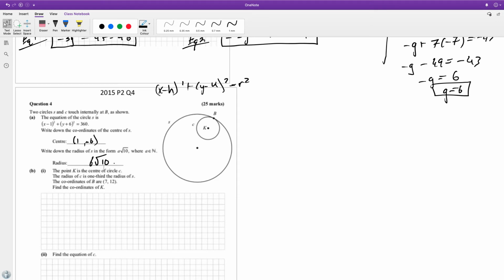Right. The point K is the center of the circle C. The radius of C is 1/3 the radius of S. The coordinates of B are 7, 12. Find the coordinates of K. Very like a 2018 question. Alright, just instead of making x parallel this time, it's a function.